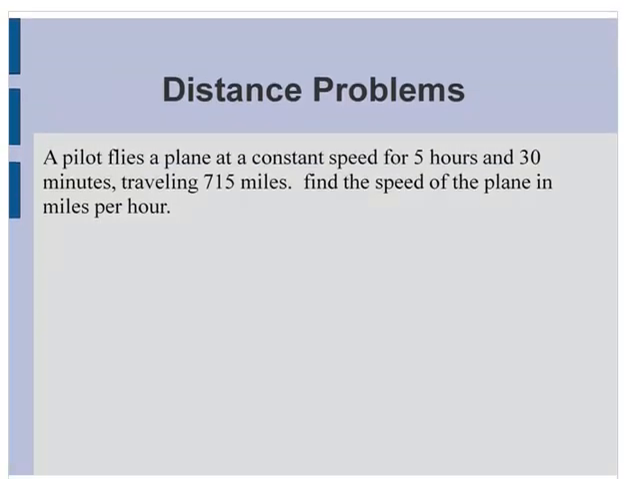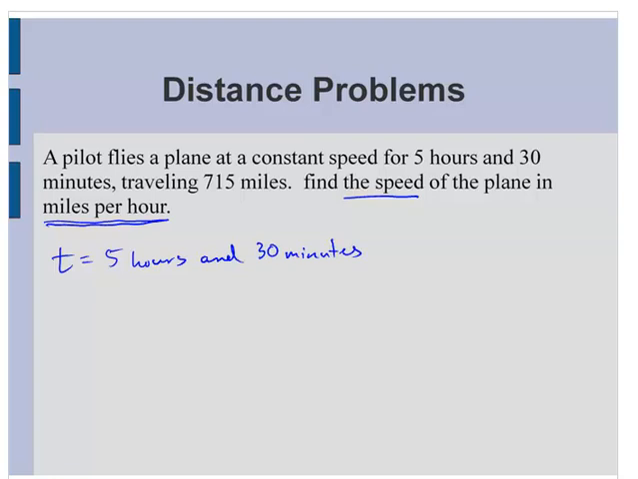A distance problem. A pilot flies a plane at a constant speed for 5 hours and 30 minutes, traveling 715 miles. Find the speed of the plane in miles per hour. Now the speed needs to be in miles per hour, so we've got to be careful here, because look at this time. The time is 5 hours and 30 minutes.